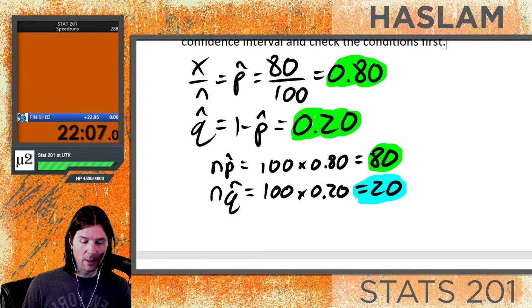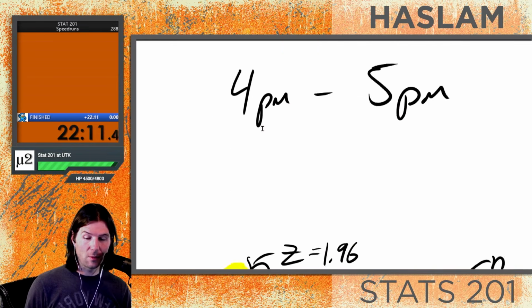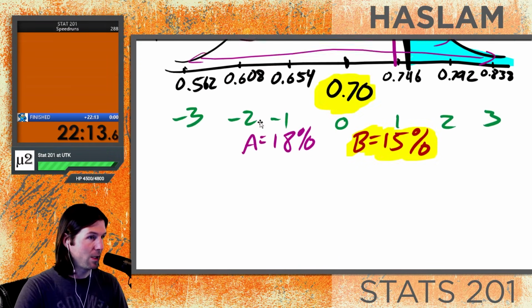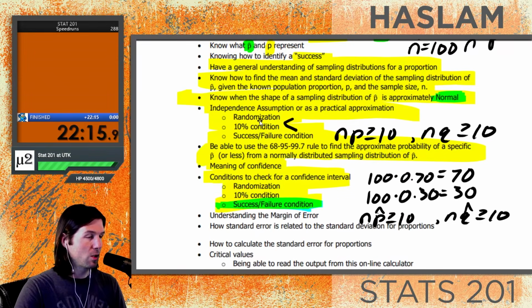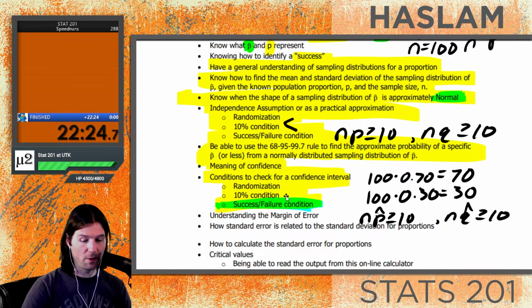And there's our n q hat right there. So that's how many successes and failures we have, and we meet the condition because there is at least 10 for each of them. So make sure to review these conditions right here. Random, 10%, and at least 10 successes, at least 10 failures. And the 10% is less than 10% of the population is sampled.